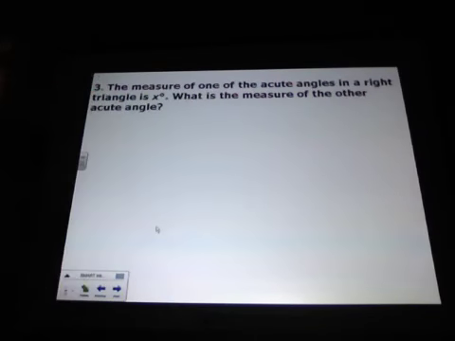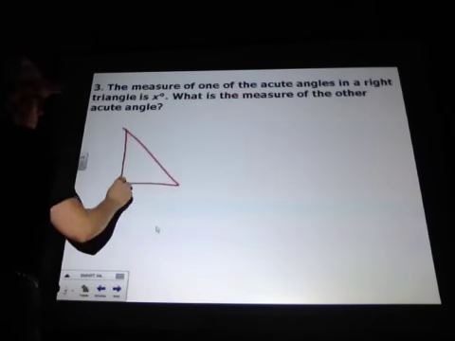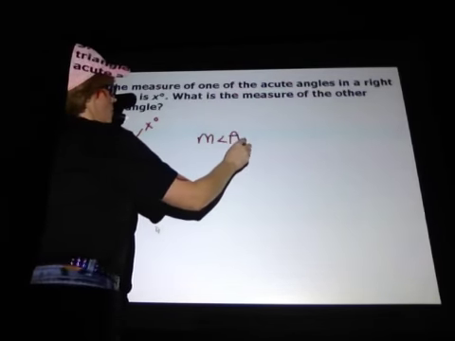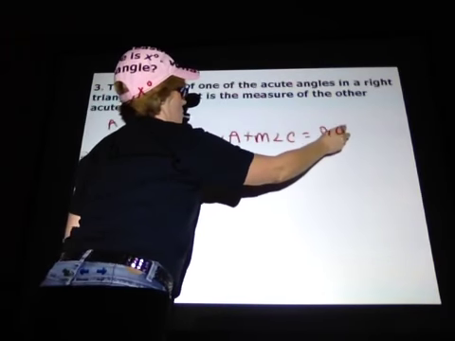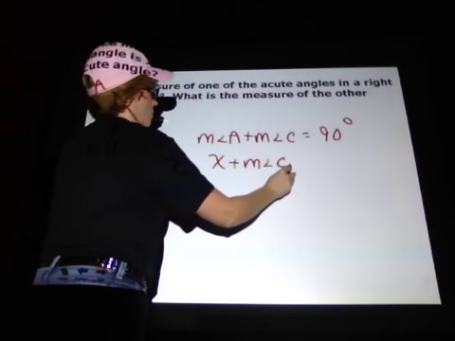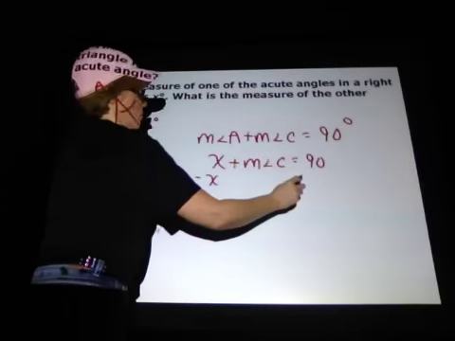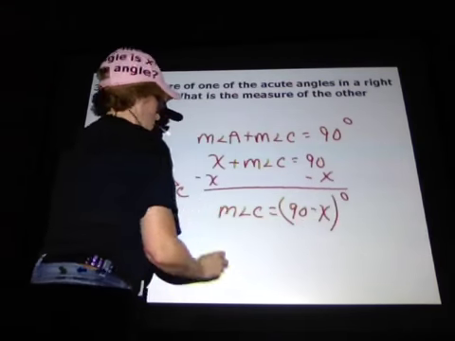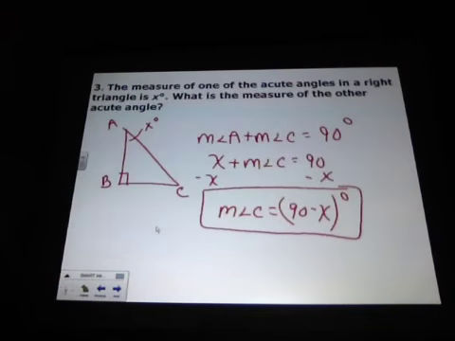All right, see if you can do this one on your own. I'm going to be quiet and let you work on your own. Okay, so when you work that, you're going to get the measurement of angle C equaling 90 minus x degrees.